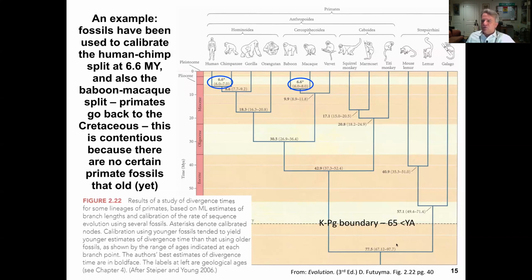And the really interesting insight into this time-calibrated phylogeny is that the splits among the major groups of the primates go all the way back to the Cretaceous. Remember, this is where the Cretaceous Paleogene mass extinction occurs. And this is contentious because there are not just no primate fossils in the Cretaceous, there are no placental mammals in the Cretaceous. And yet the divergence times for many of these early divergences of placental mammal clades go back into the Cretaceous.